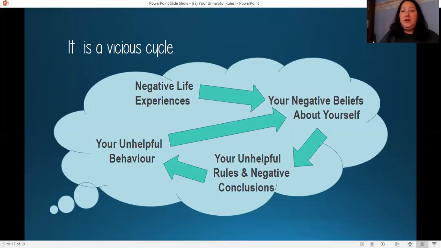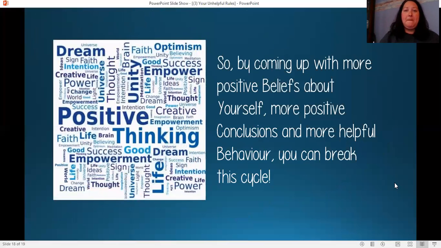So here's a little diagram of the cycle of how this works. You have your negative life experiences, which lead to your negative beliefs about yourself, which then lead to your unhelpful rules and negative conclusions, which then lead to unhelpful behaviors. And then that just follows through again, back up to your negative beliefs about yourself. So what we want to do is break that cycle. By coming up with more positive beliefs about yourself, more positive conclusions, and more helpful behavior, you can break this cycle.